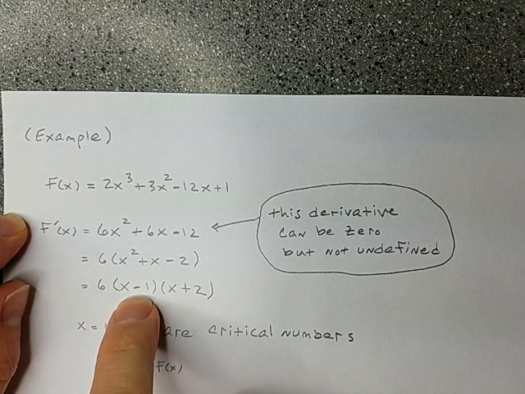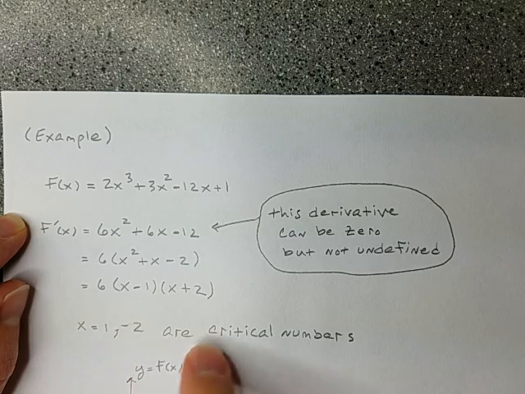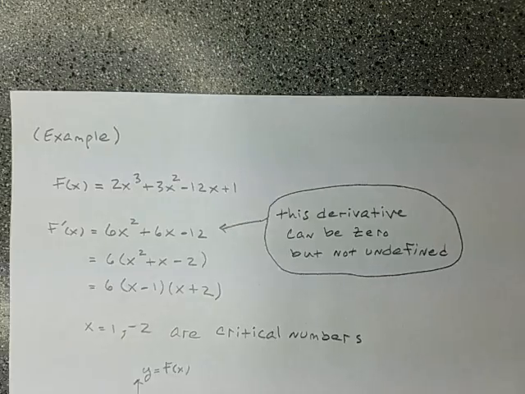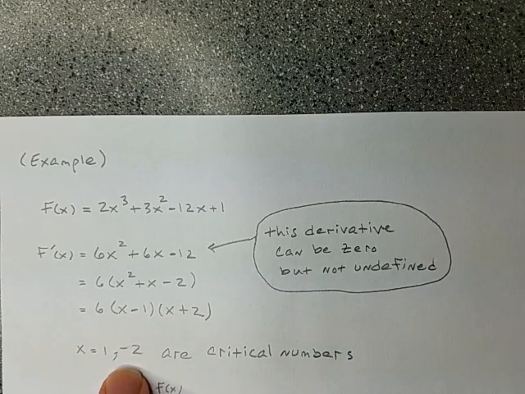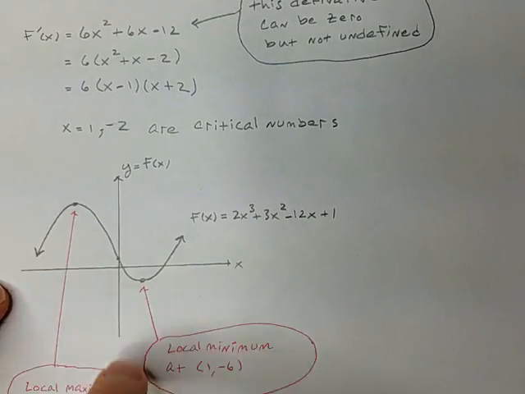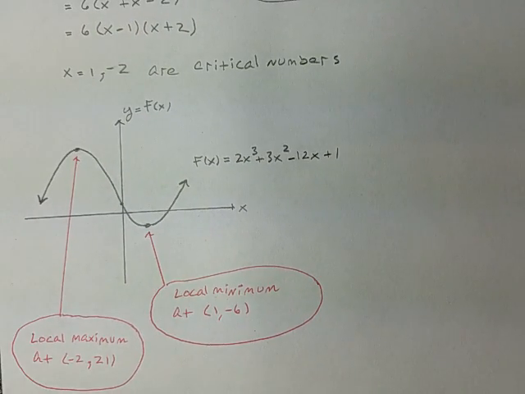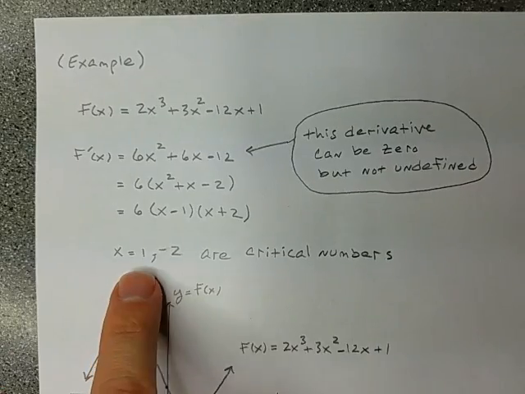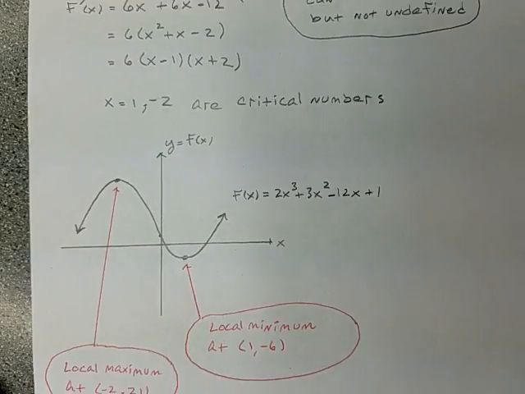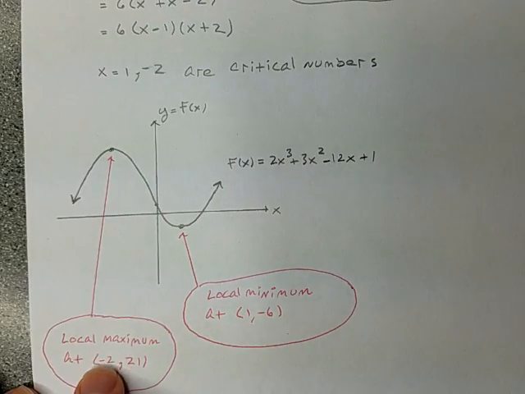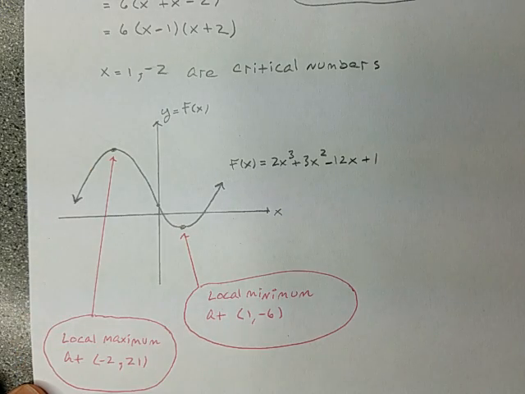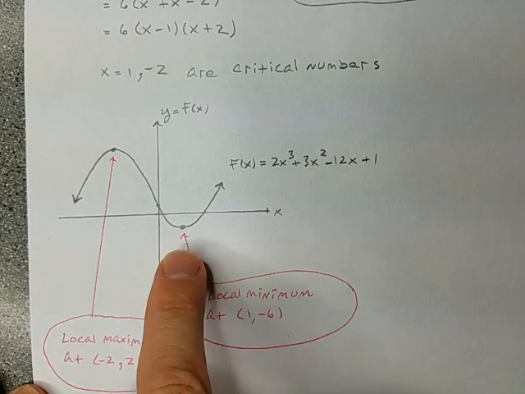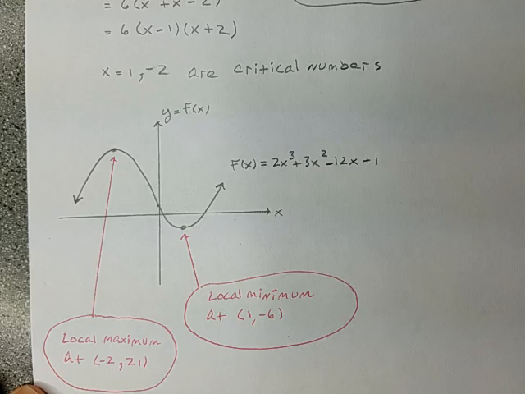Well, what that would tell me is 1 and negative 2 are critical numbers. Now, let's see what that means about the graph. If you were to draw the graph, and here I've just sketched it so that you could see what these critical numbers corresponded to on the graph, then at x equals negative 2, it turns out there's a local maximum. And at x equals 1, it turns out there's a local minimum.